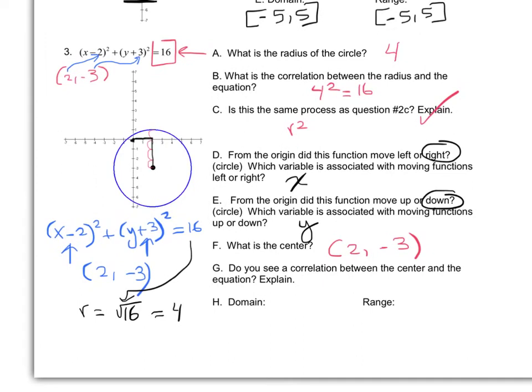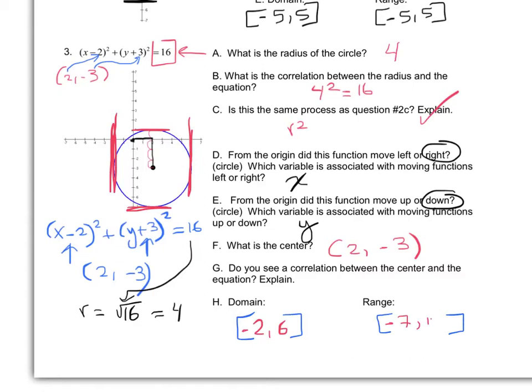Now, the domain is going to be also brackets, as well as the range. The domain is going to be from -2 to 6, from -2 to 6, and the range is going to be from the bottom, which is -7, to 1.